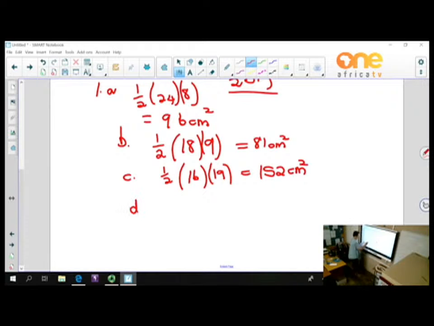And then number D, one triangle, so it's a half of 22 times 26, half base times height. We just need to calculate the shaded area, 286 square centimeters. Or in a case like this, you can get the area of the rectangle and divide it by 2.